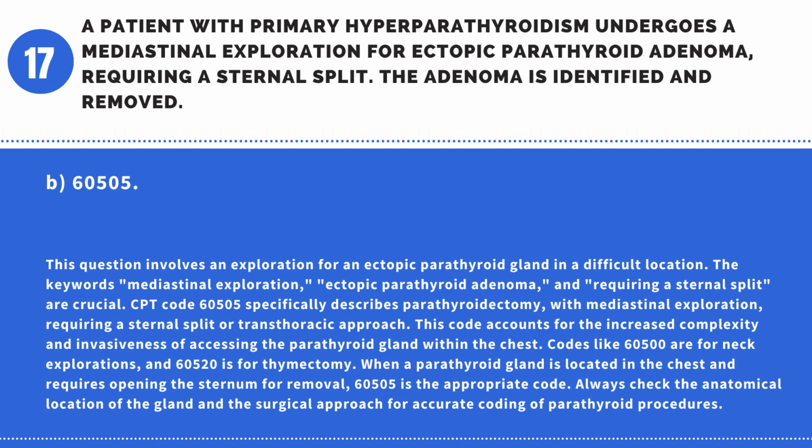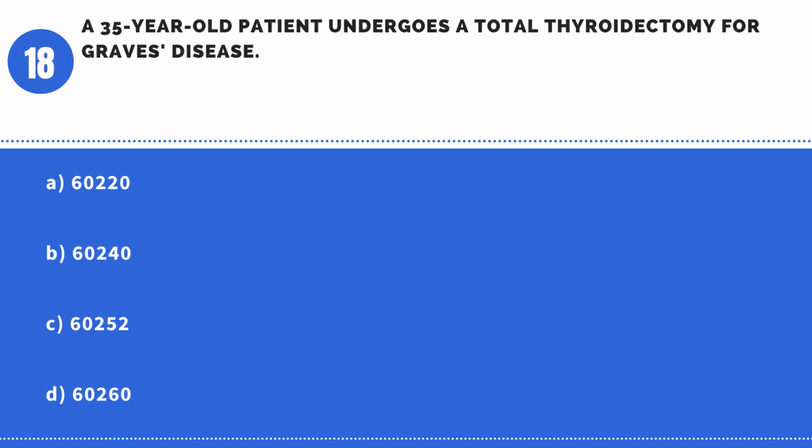Codes like 60,500 are for neck explorations, and 60520 is for thymectomy. When a parathyroid gland is located in the chest and requires opening the sternum for removal, 60505 is the appropriate code. Always check the anatomical location of the gland and the surgical approach for accurate coding of parathyroid procedures. Question 18. A 35-year-old patient undergoes a total thyroidectomy for Graves' disease. A.